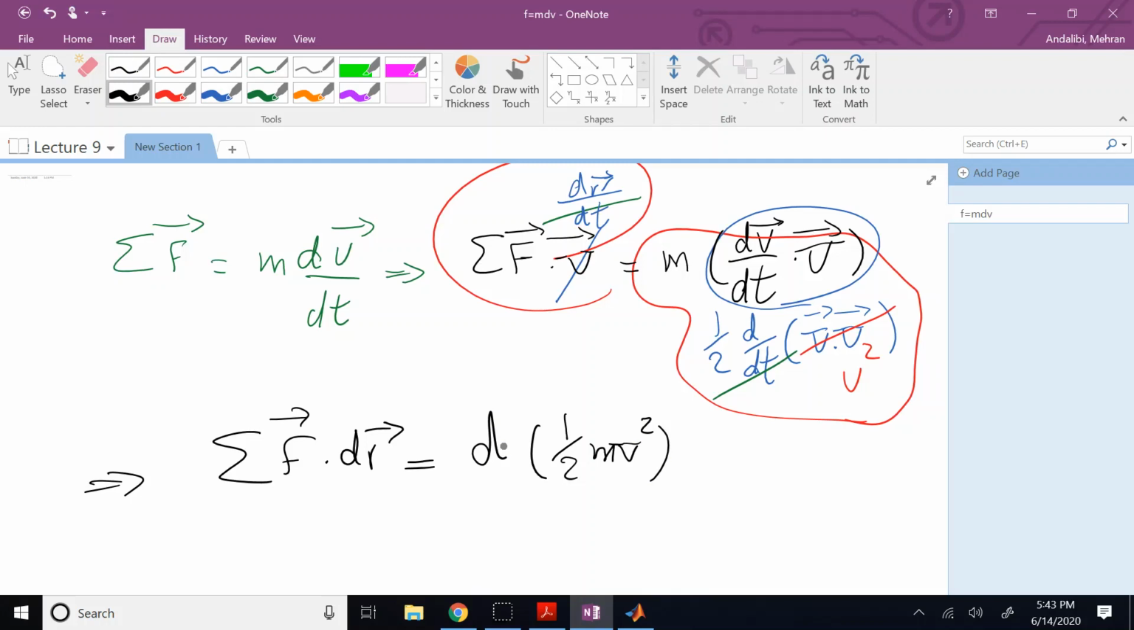And now here I provide a name to this physical quantity that I see not only here, but in several other places. It's a scalar quantity, which is 1/2 of mass times the magnitude of velocity squared, and I call this quantity K, and I call it what? Kinetic energy, right? So now this is equal to dK.